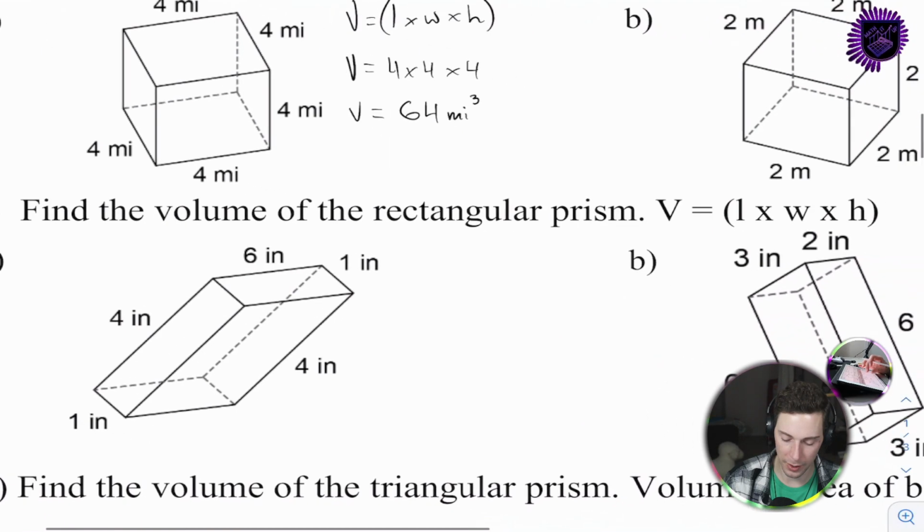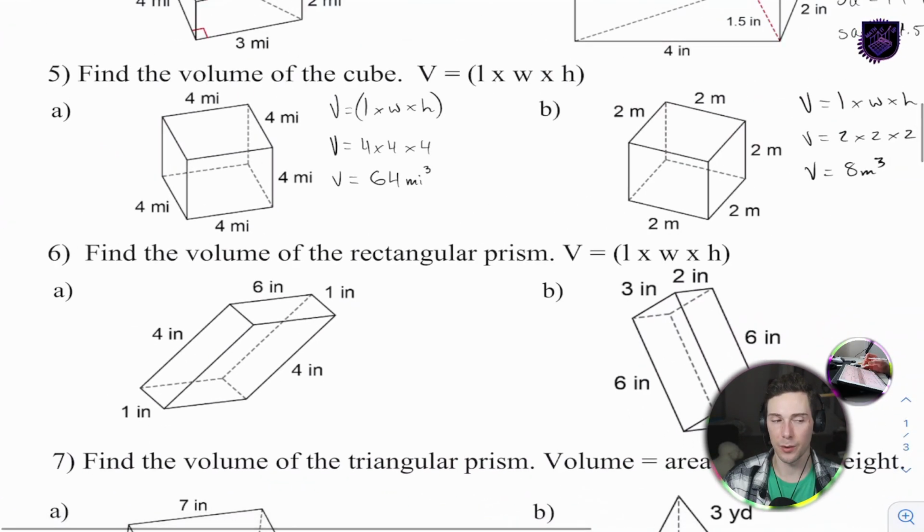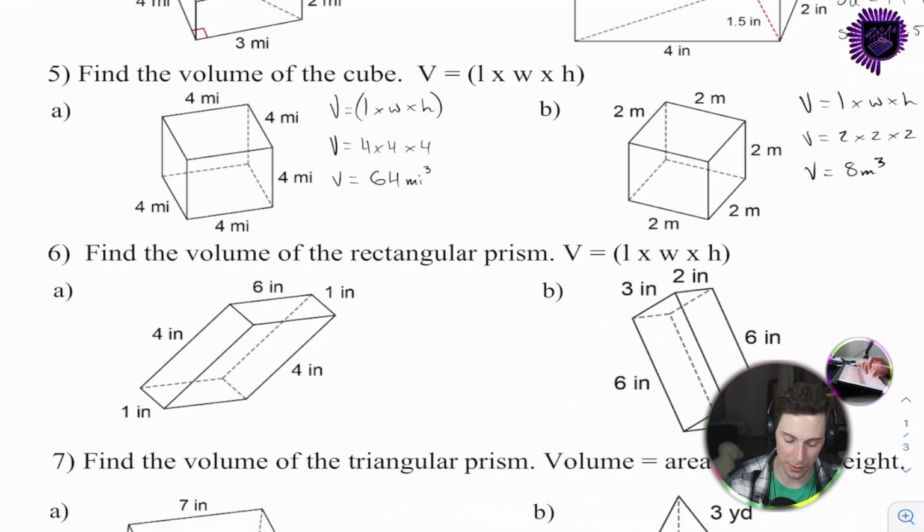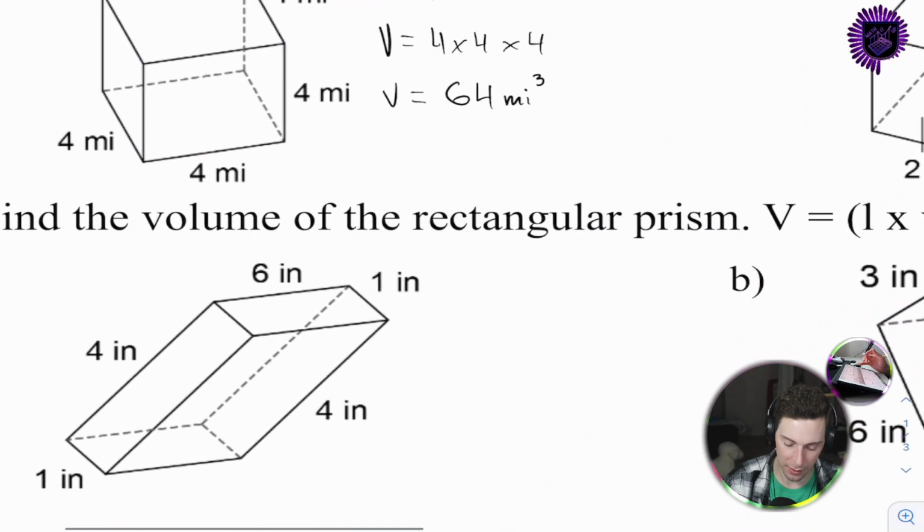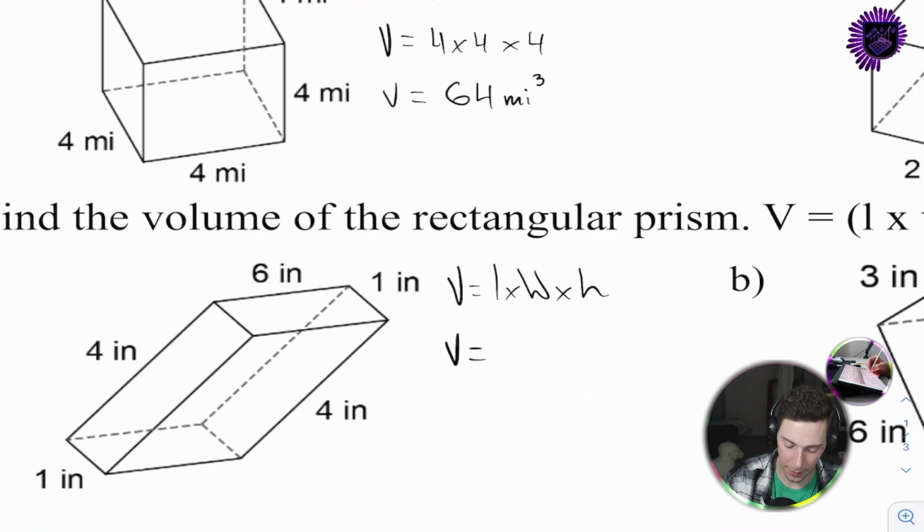Find the volume of the rectangular prism. Now, this is why I used that formula before, it's the same formula for the next shapes. Length times width times height. So volume will be equal to length times width times height. So volume equals length of, let's say, 4 times our width of 1 times our height of 6. So our volume will be equal to 24 inches cubed.